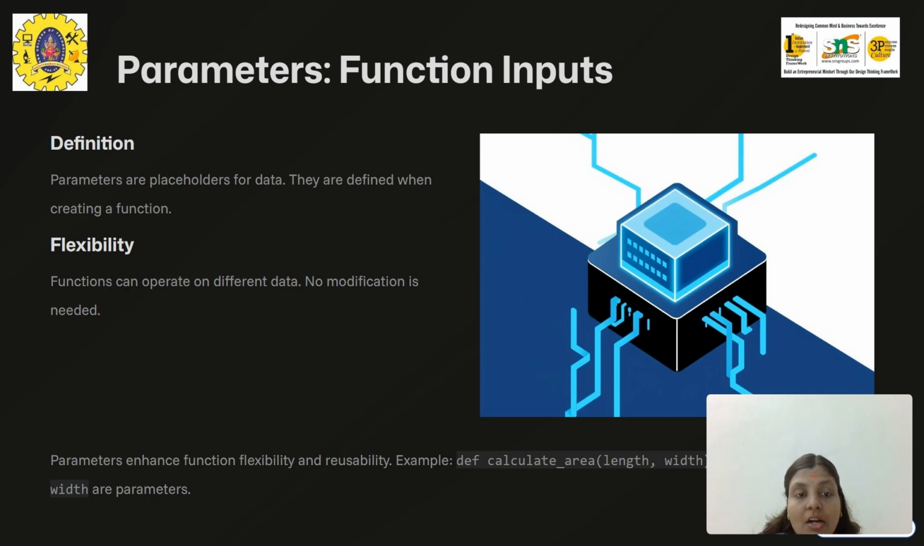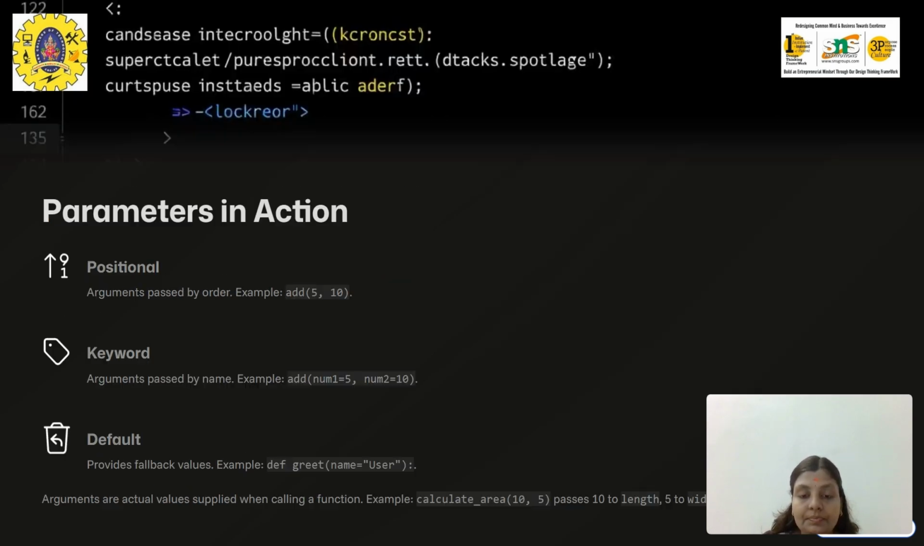Parameters are placeholders for data. They are defined when creating a function. Functions can operate on different data, and no modification is needed. Parameters enhance function flexibility and reusability. Example: def calculate_area(length, width), where length and width are parameters.